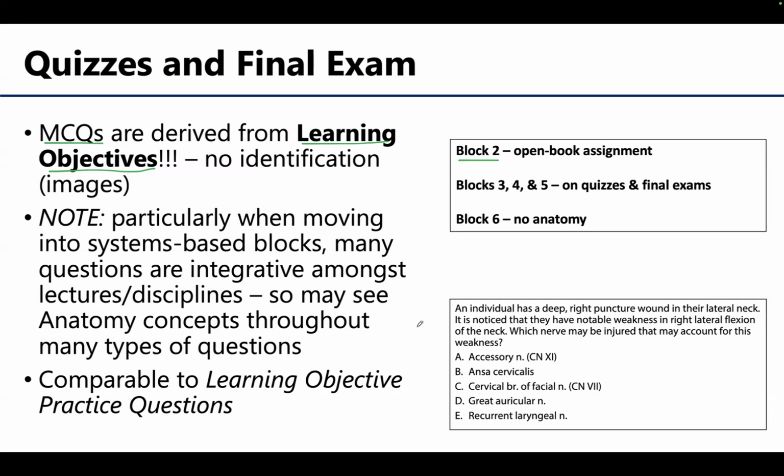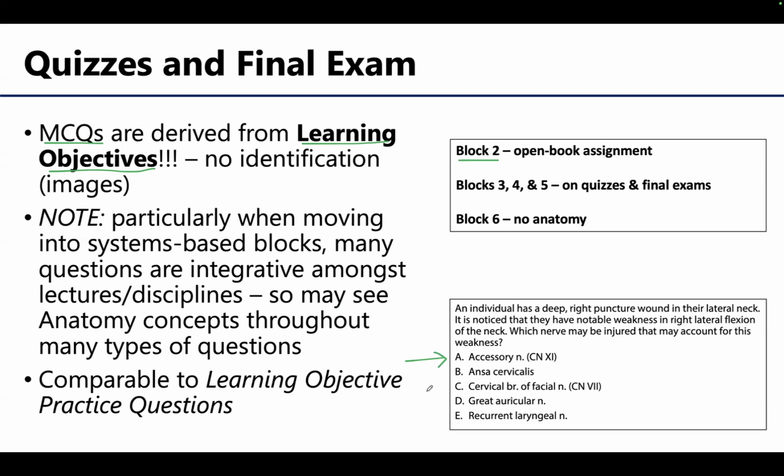And these questions are going to be comparable to the learning objective practice questions you can find on the BlueLink website. I'll show you those in a moment, but you can see there's an example here where we have a question stem. There's a little bit of a clinical correlation here, and then you have answer choices from there. And these are coming directly from the learning objectives.